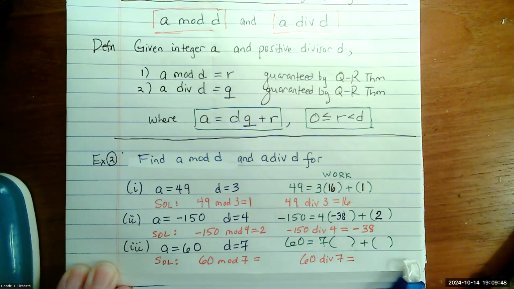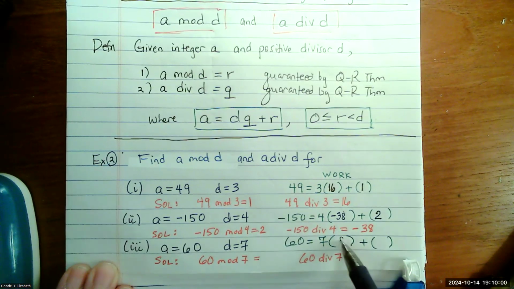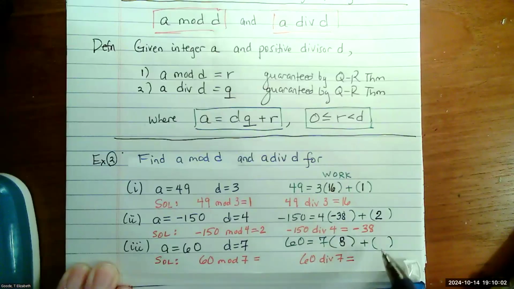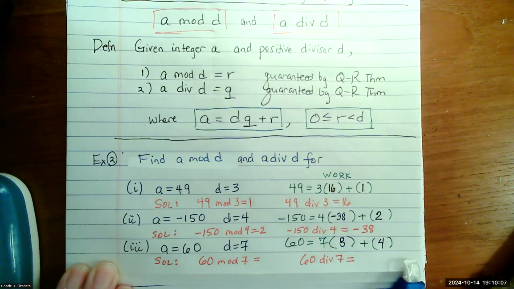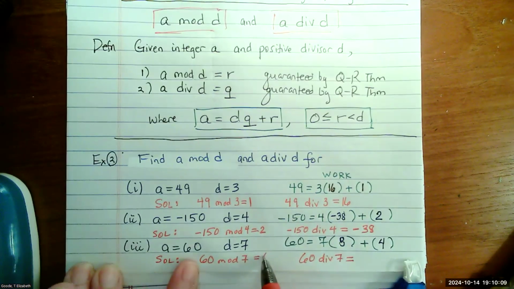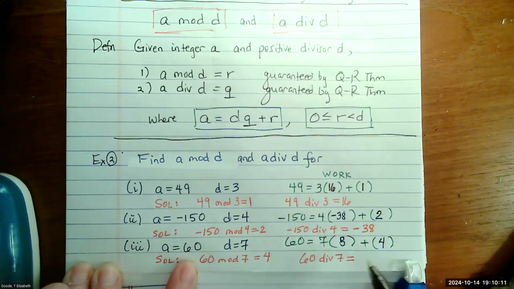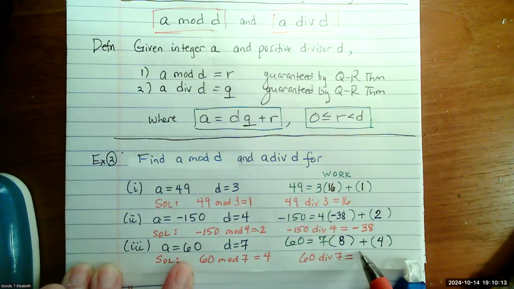All right, let's do the last one. What's the quotient when we're dividing 60 by 7, everybody? 8. 8, yeah. You have to know your times tables, folks. And then our remainder would be, what, 4? It's 4, right? 56 plus 4, 60, yep. So 60 mod 7 is 4, and 60 div 7 is 8.